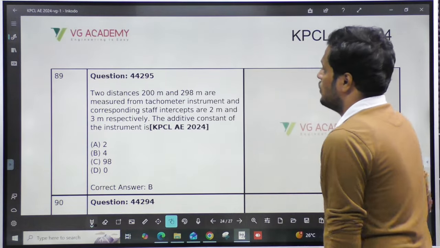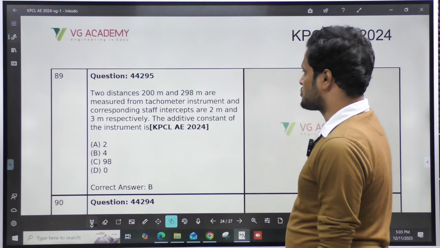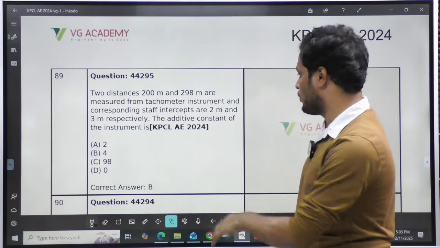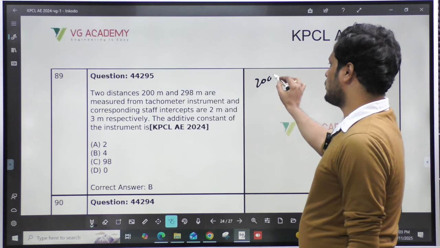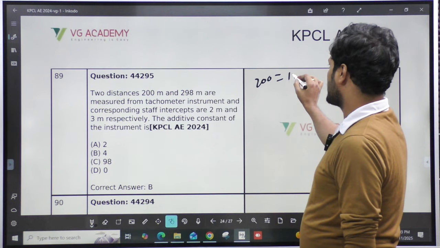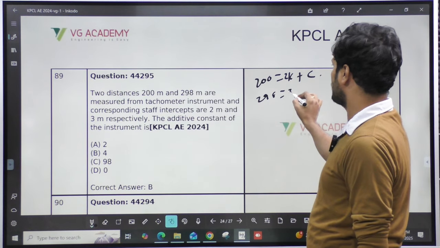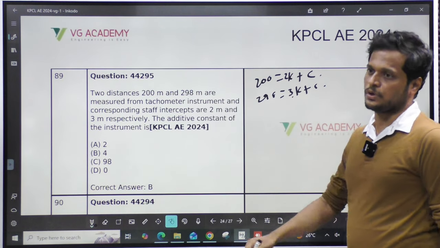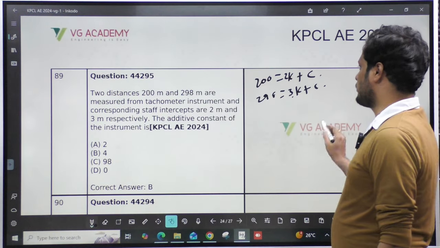Next. Two distances, 200 meter and 298 meter, are measured from a tachymeter instrument and correspond to the staff intercepts 2 meter and 3 meter respectively. The additive constant of the instrument is? So tachymeter D is equal to Ks plus C. Here K is not given. So 200 is equal to Ks plus C, and 298 is equal to Ks plus C. So S is 3 and S is 2 in the two cases. They are asking the C value. So two equations, two variables.